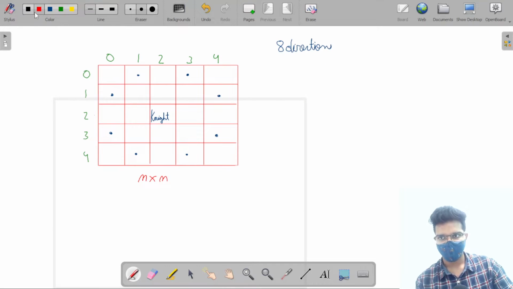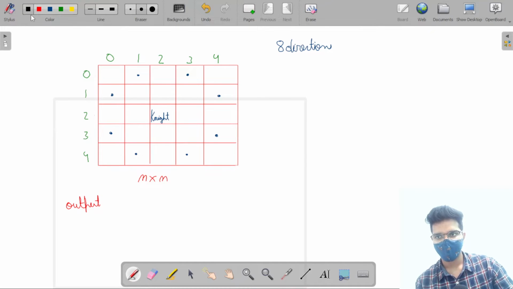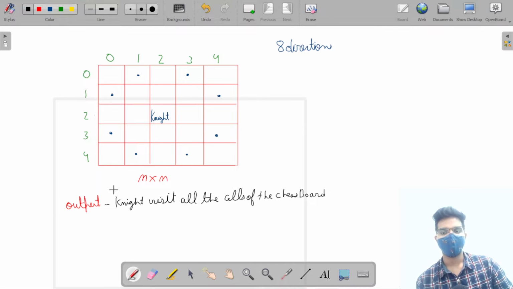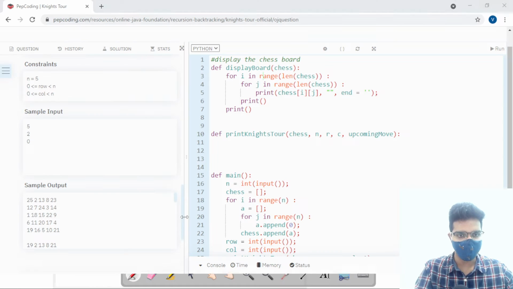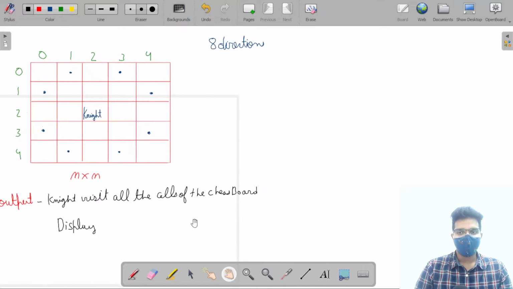Now again, what your output is going to be like: whenever your knight visits all the cells of the chessboard, whenever that is the case, you are going to simply use the display function that is provided to us. That is already provided to us in the snippet, the display chessboard function. Now that we know this much, let's talk about the 8 directions once more.